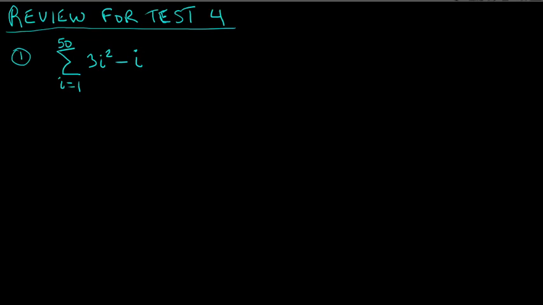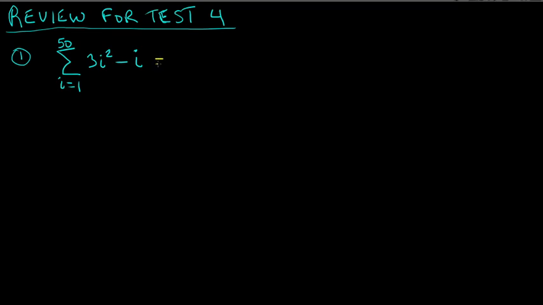So this will be the review for test 4. And I'm just going to go through some of the questions on the practice test. The first one being, find the sum, i goes from 1 to 50, of 3i squared minus i.